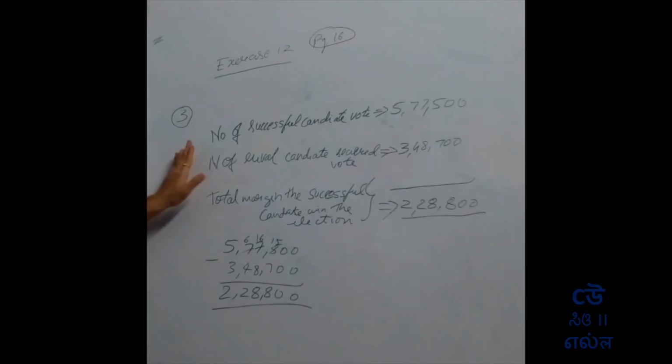So here, children, the main thing we have to keep in mind is, first they have given the number of successful candidate votes. Next they have given the number of rival candidate's secured votes. The main question they have asked is to find the margin. Margin means they have asked to find the difference, the difference by which the first successful candidate was able to win the election. Okay, so you have to subtract.